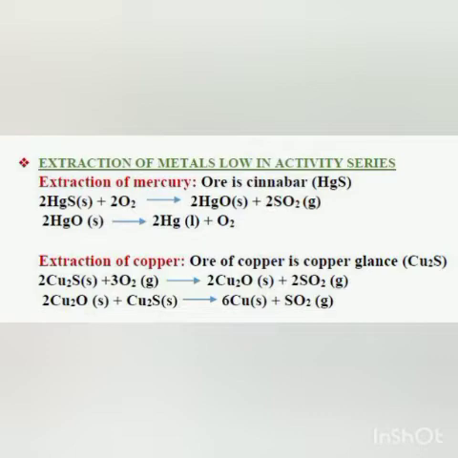So what has happened in the extraction of mercury? First the sulfide is converted into oxide, and how is it converted? By the process of roasting. So the first aim is to convert the sulfide or carbonate ores into oxide form, and then those oxides are reduced. Is it clear to everyone?